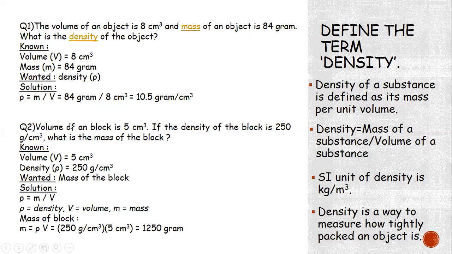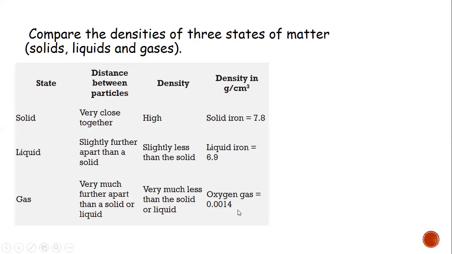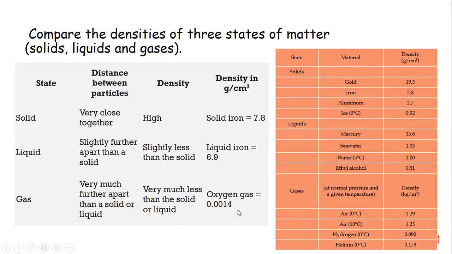The volume of a block is 5 cubic centimeters. If the density of the block is 250 grams per cubic centimeter, what is the mass of the block? What is given is that volume is 5 and density is 250 grams per cubic centimeter. We need to find the mass. Again, we are going to use the same formula. Density is mass per unit volume. So the mass of the block will be density multiplied by the volume, that is 1250 grams.